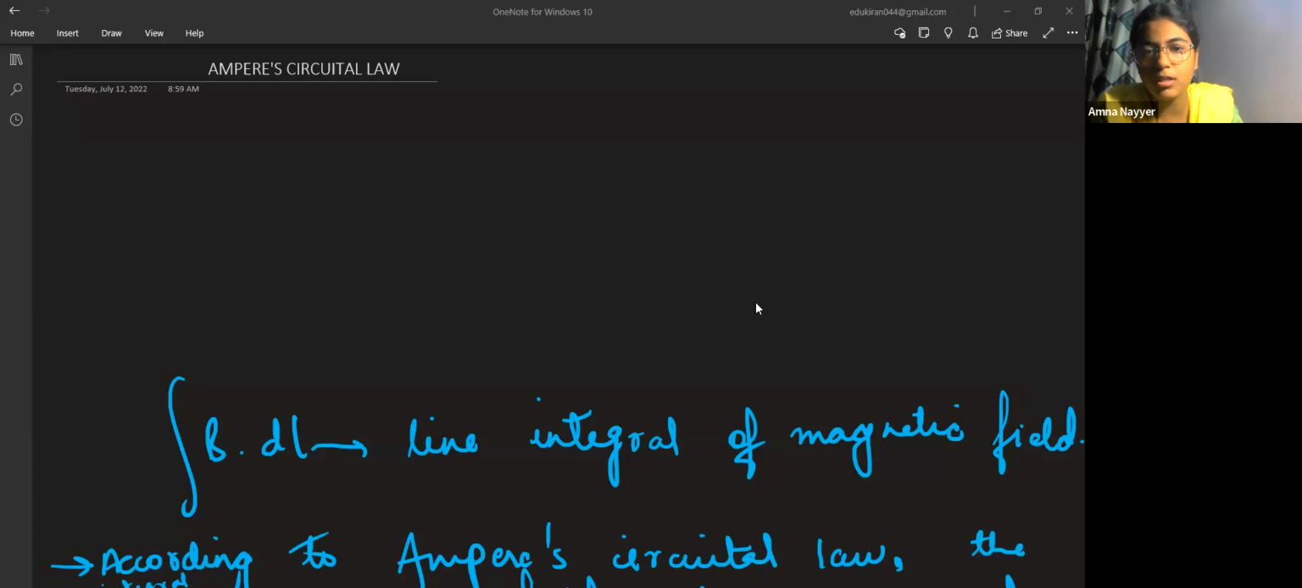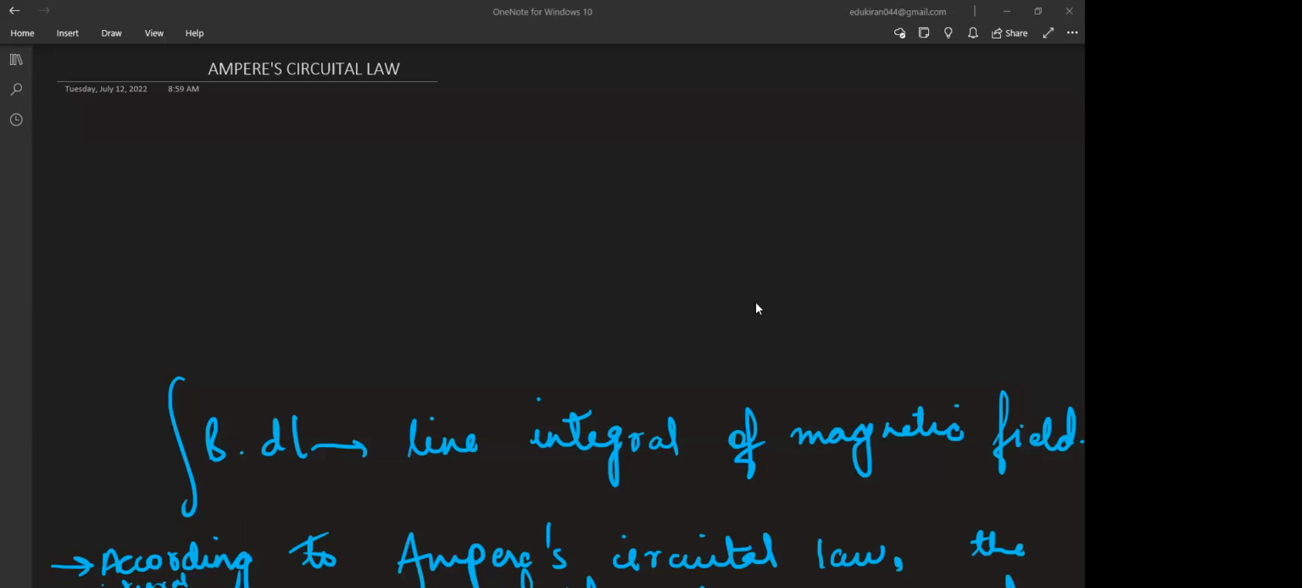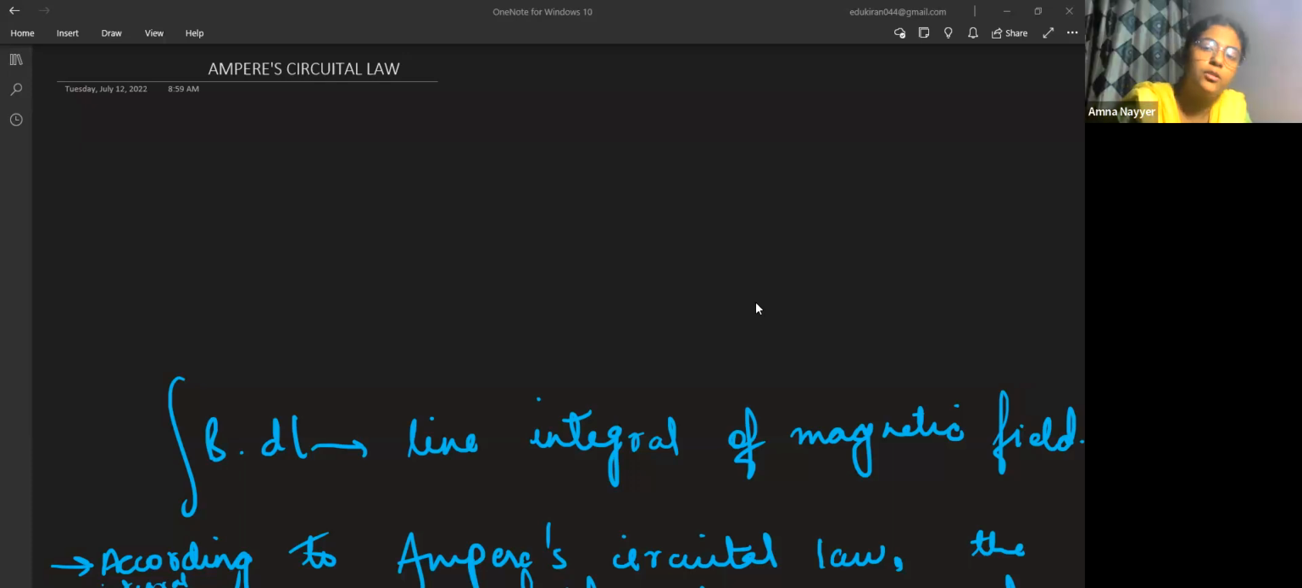Yes, what was Gauss law? Total flux coming out is Q by epsilon naught. Q by epsilon naught. Very good, Shavis. Right. See here what we see.